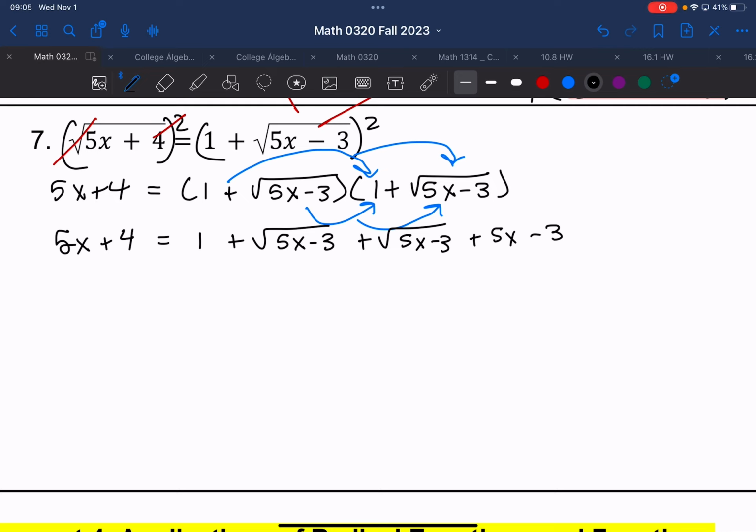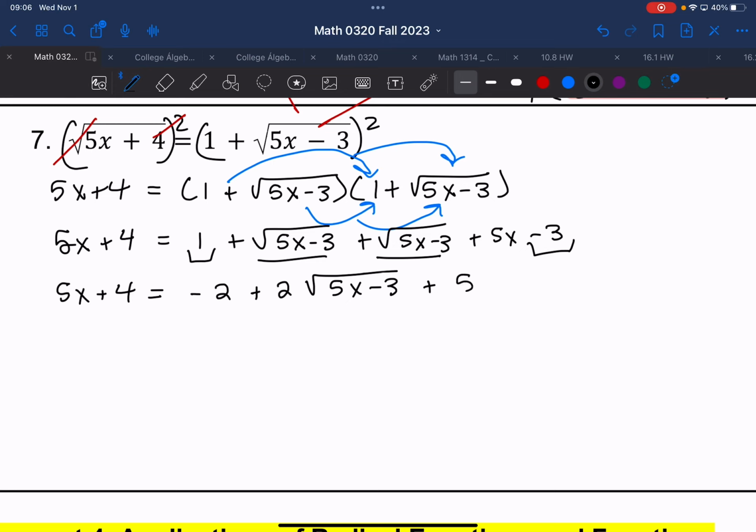Okay. Any like terms on my right side? Good, so these radicals and then the numbers. So I have 5x plus 4 is equal to negative 2, because 1 minus 3 is negative 2, plus 2 square roots of 5x minus 3 plus 5x. So I just combined all my like terms. So getting to this step, we got rid of one radical. Is there still another?